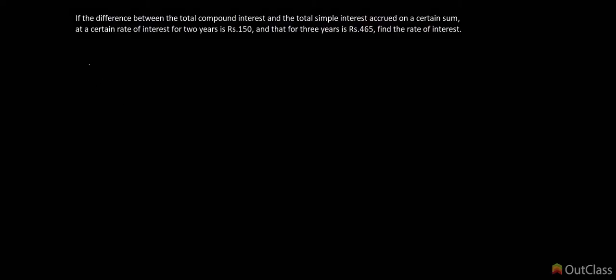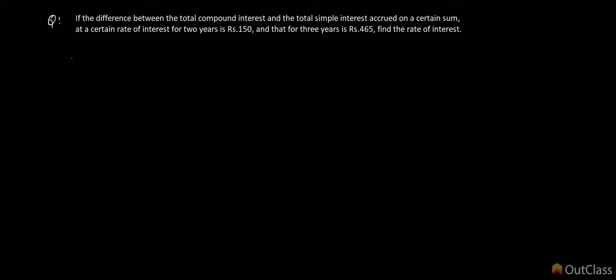Let's look at an even more advanced question on this. The question is, if the difference between the total compound interest and the total simple interest accrued on a certain sum at a certain rate of interest for 2 years is 150 rupees and for 3 years is 465 rupees, find the rate of interest.